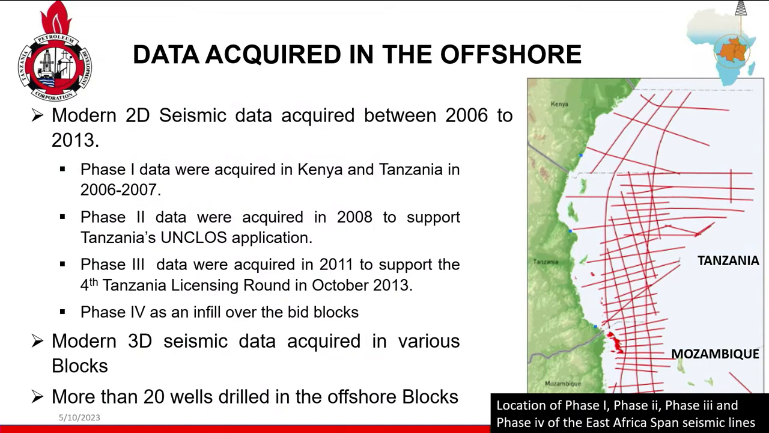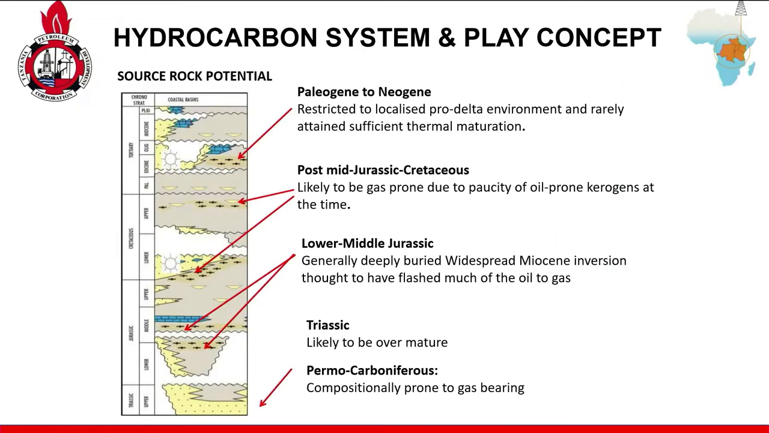In the offshore part also, we have enough modern data. For example, for seismic data, we have regional data, which we acquired around 2006 to 2013. This has covered much of the offshore area. And we also have 3D data, which was acquired in some different blocks by the operators. And also, we have more than 16 drilled wells, which have been successful at a rate of 93% in some of the offshore part. So I'll go through the hydrocarbon system and pre-concept in the offshore area in brief.